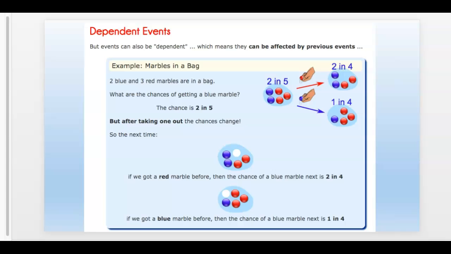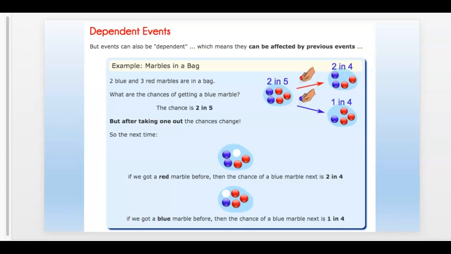All right, as an example, we have marbles in a bag, 2 blue and 3 red marbles. What are the chances of getting a blue marble? Well, the chance is 2 out of 5, of course. You take one out. However, once one is out, the chances change for the second one of getting another blue marble. If the first selection we got was red, then the chance of a blue marble is 2 out of 4 for the second selection. But if we got a blue marble the first time, then the chance of a blue marble the second time is now only 1 out of 4.